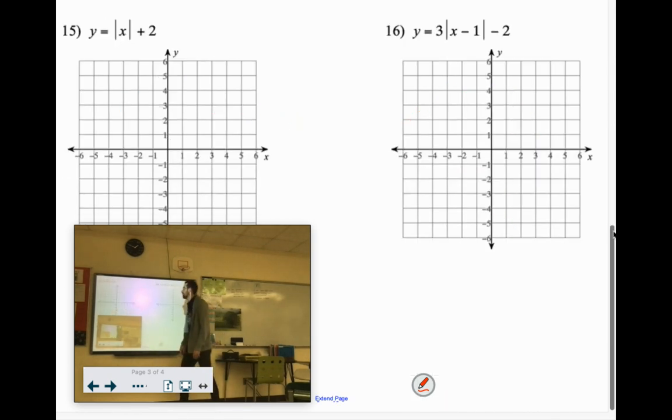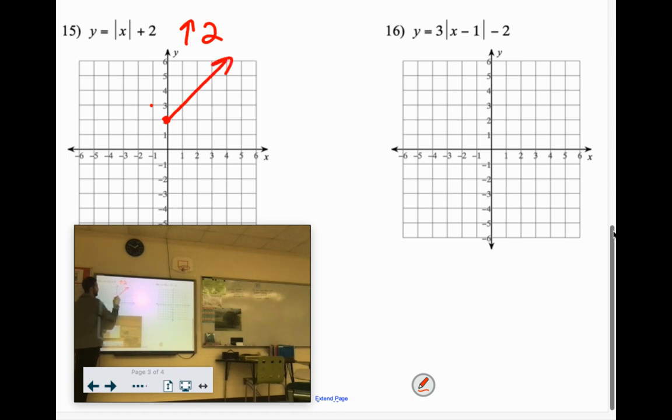Ooh, 15. All I'm seeing is a plus 2 outside of it. That just shifts it up 2. We don't have a right or left shift on there. Positive 1 out in front, so we just go up 1 over 1 in both directions.